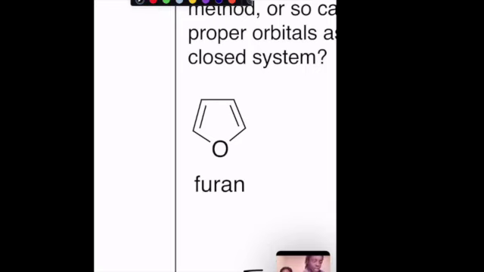First, we look at whether it's closed. If it's cyclic, it's closed. Yes. Next, we look to see if there are sp3 carbons. Are there sp3 carbons in this? No, there's not. Then we're going to draw out the p orbitals, right here and right here.